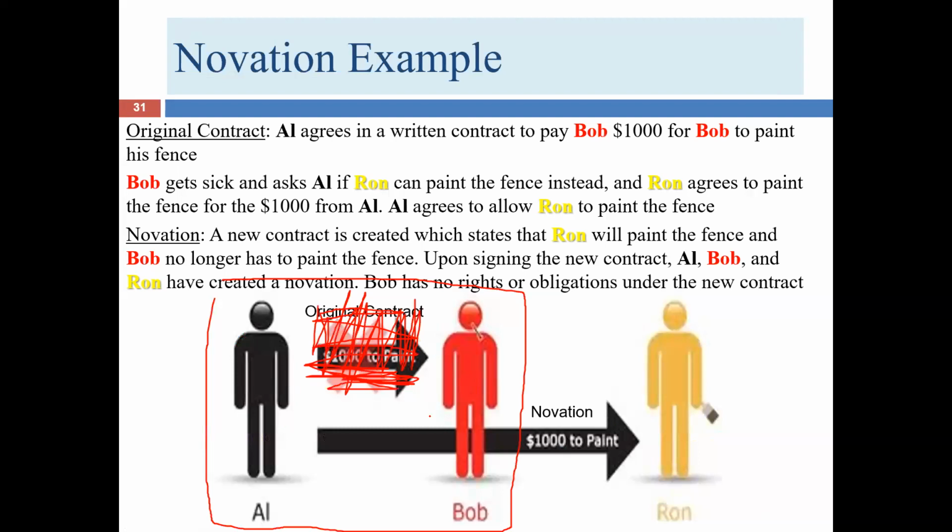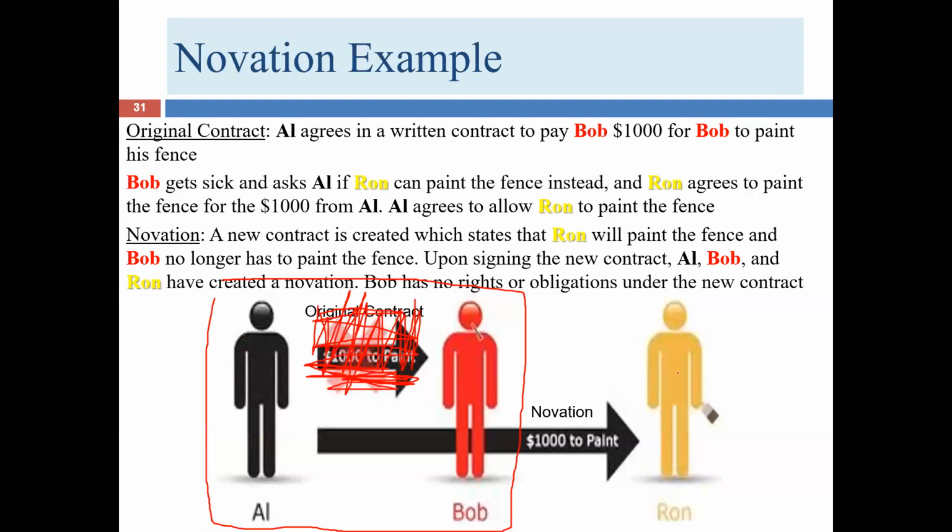After all, initially Al wanted Bob to paint. Maybe Bob is a super awesome painter of fences. Maybe Ron's not so good. Well, Al gets to make that judgment. He can say, "Nope, don't really want Ron to paint my fence," and he can put a stop to this transaction. Of course, Ron also has to agree.